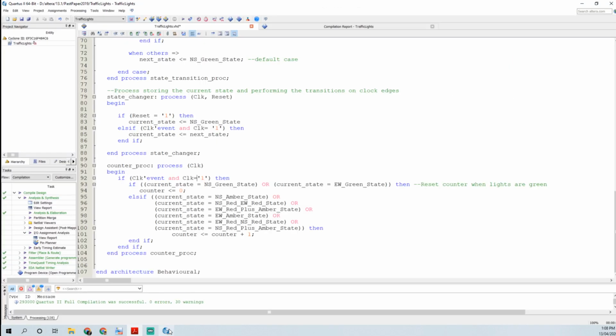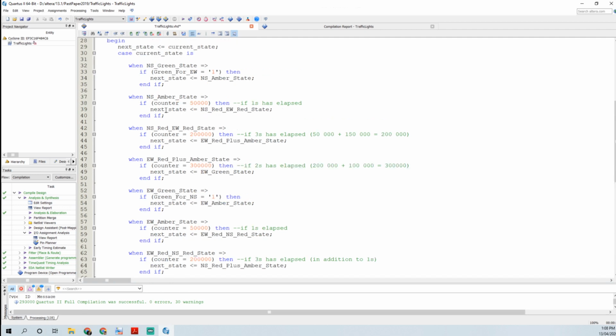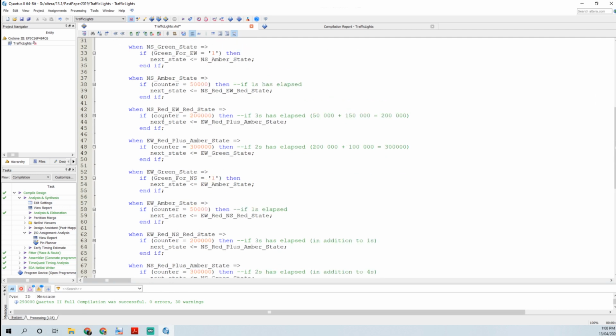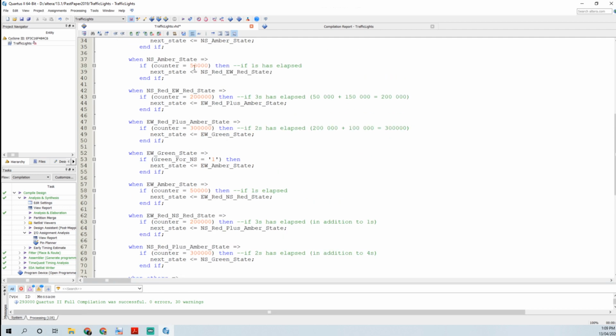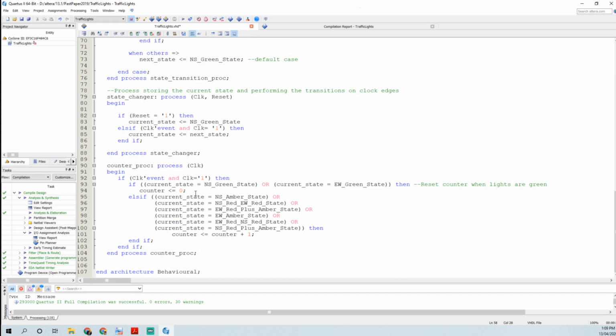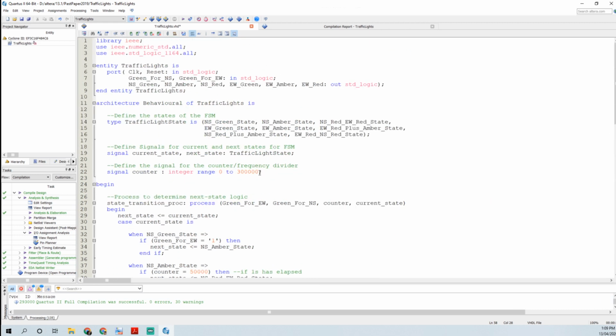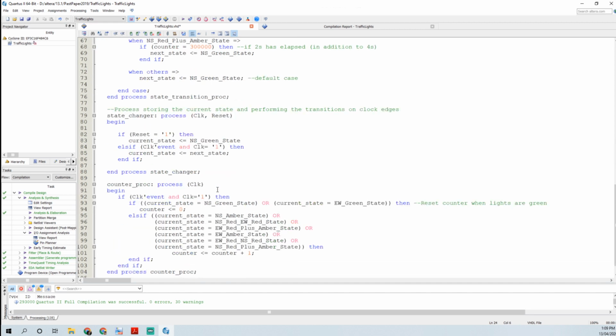All right, so what's happening here is while this process increments this counter separately, this process, because the state transition process is concurrent to that counter process, always has visibility to the value of the current count. All right, the reason why we don't need to say if count equal to 300,000 reset count to 0 is because this range takes care of that for us here.